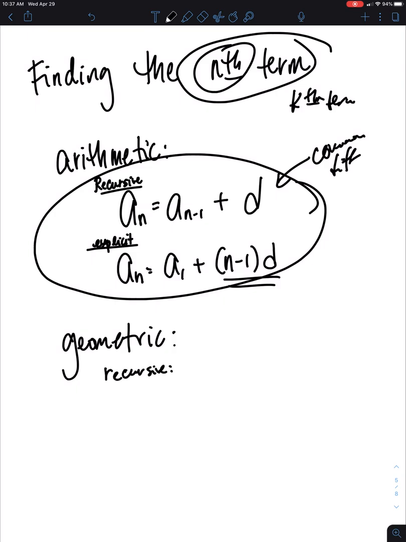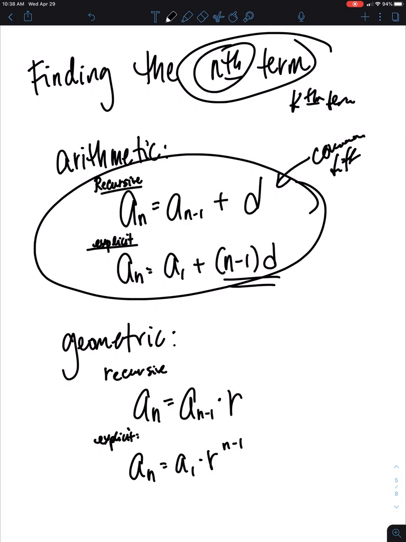Now they're going to ask you to find these recursive and explicit, so we need to remember these. So recursive is going to be a n equals a n minus 1 times r. And then explicit, they're not real good about sharing this information, so I'm trying to decipher here. The explicit rule is going to be a1 times r to the n minus 1.